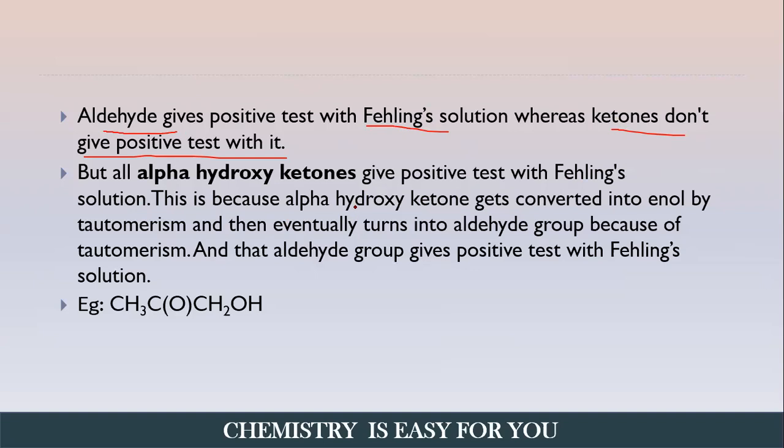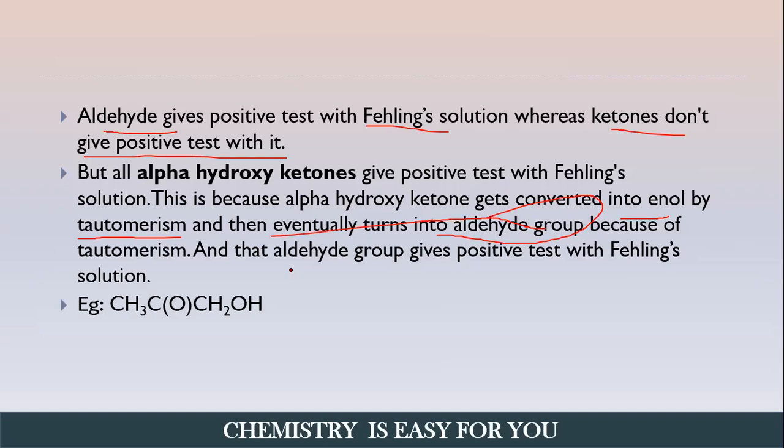In this question, the alpha hydroxy ketone gets converted into enol by tautomerism, and then eventually it turns into an aldehyde group because of tautomerism once again. So that aldehyde group can give a positive test with Fehling solution. So I hope you understood.